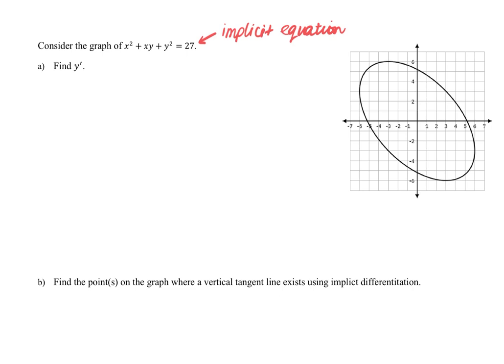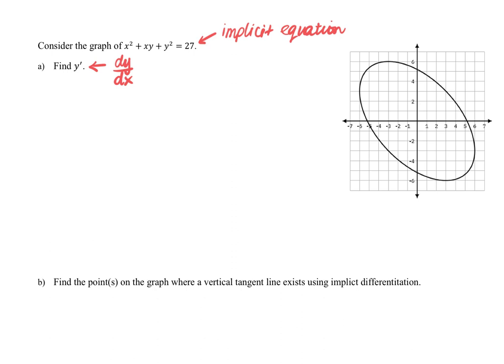Consider the graph of x squared plus xy plus y squared is equal to 27. Part A, we want to find y prime. So we want to find the derivative of y. And in this case, since our equation is in terms of both x and y, when we write find y prime, that really means we want to find dy/dx. Those are two notations that communicate the same thing.